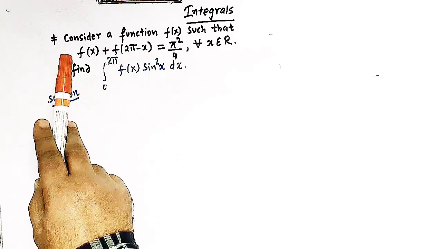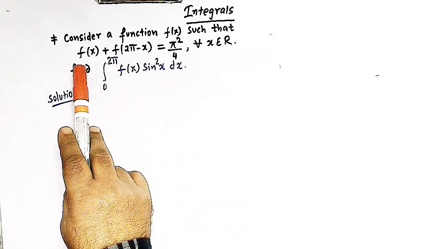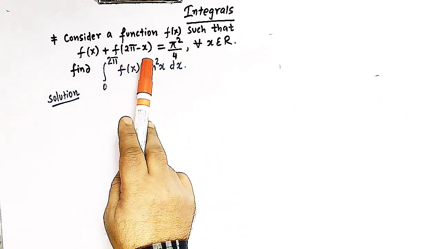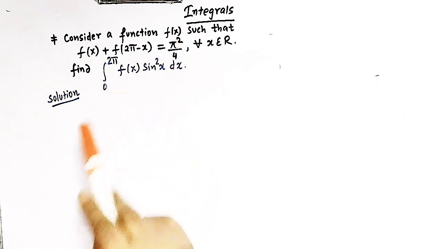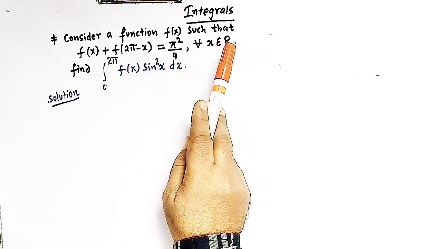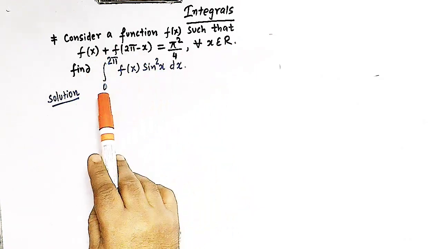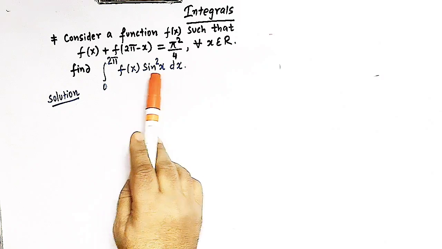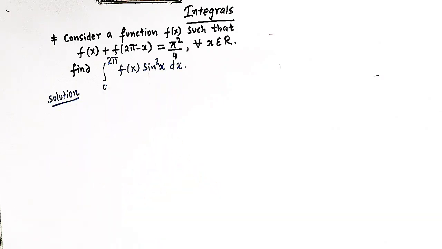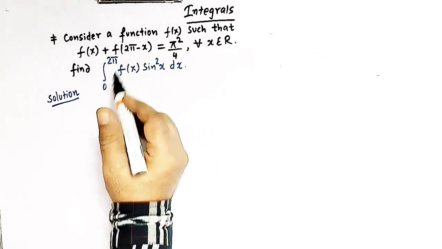Here we have the problem: consider a function f of x such that f of x plus f of 2 pi minus x is equal to pi square over 4 for all values of x belonging to the set of real numbers. Then we have to find out the value of the integral from 0 to 2 pi of f of x sine square x dx. So now let us first take this integral as I.